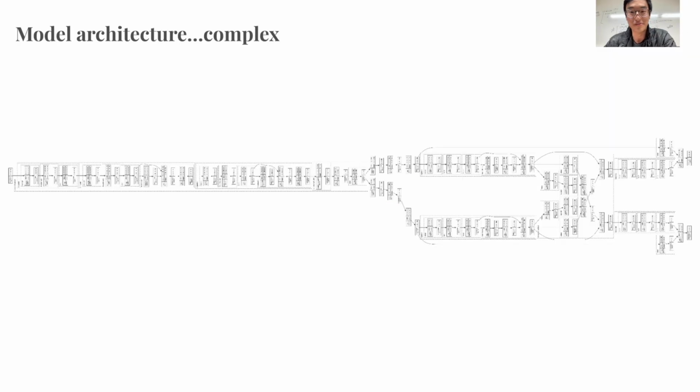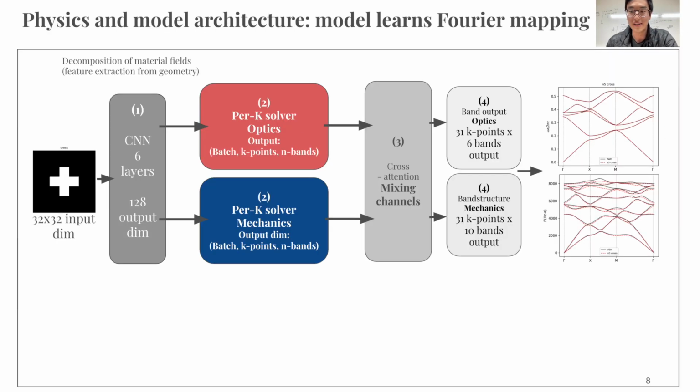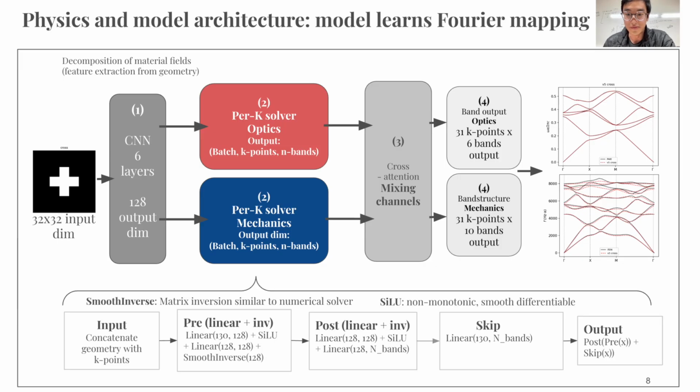Our model architecture is rather complex, so we'll describe a simplified version of it. It's a physics-informed CNN meant to learn the Fourier domain physics that underlies band structures. Our CNN mirrors the Fourier decomposition step of numerical solvers, and following that there are two solver channels, one for each physics type. It has several layers, which use the smooth inverse activation function to approximate the matrix inversion of meshed material properties, which are normally used in numerical solutions for bands.